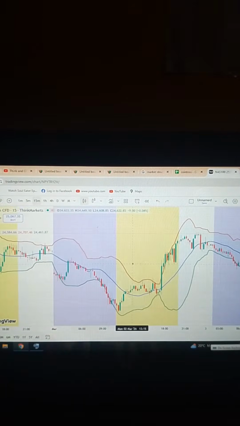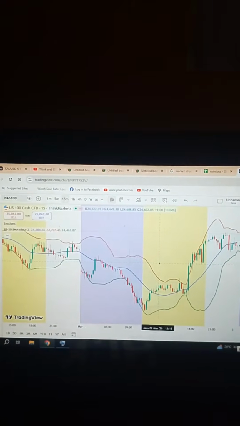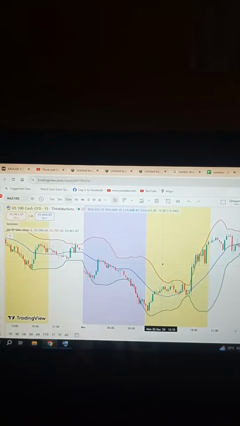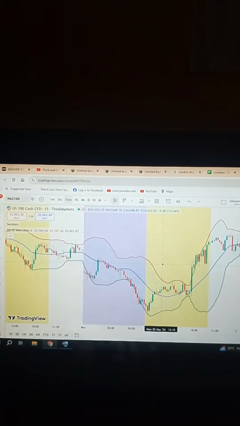Look at this one. Tell me, guys, could you have traded this one well? And this is Nasdaq. This one I'm trading Nasdaq. So to me, this strategy applies to all instruments. You see, this is the Nasdaq market.